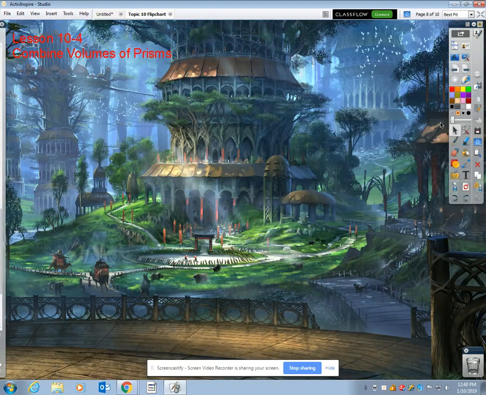We are working through this quest on volume, and we come to lesson 10-4, combining volumes of prisms. Before we get into today's lesson, I want to just quickly review.